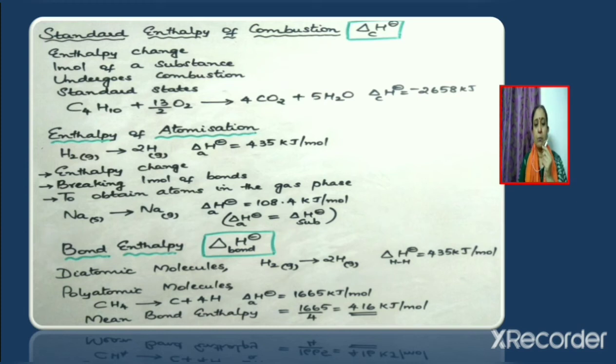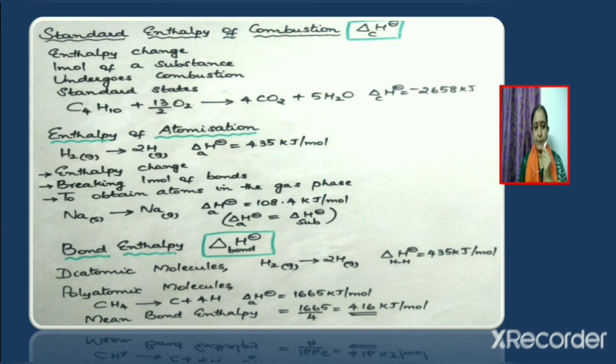Next we shall learn about bond enthalpy, delta H naught bond enthalpy. Consider a diatomic molecule like hydrogen. Bond enthalpy is the energy required to break 1 mole of bonds of a particular type. So hydrogen H2 gas gives 2H gas. The amount of energy required to break 1 mole of H-H single bonds is given to be 435 kJ/mol.